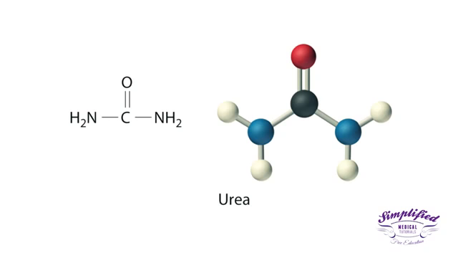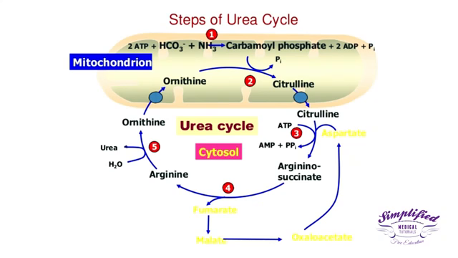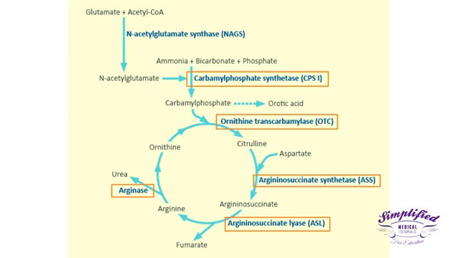If we look at the structure of urea, the two nitrogen atoms in urea are derived from two different sources, one from ammonia and the other directly from aspartate. The carbon part comes from carbon dioxide. Urea synthesis is a 5-step cyclic process with 5 distinct enzymes.